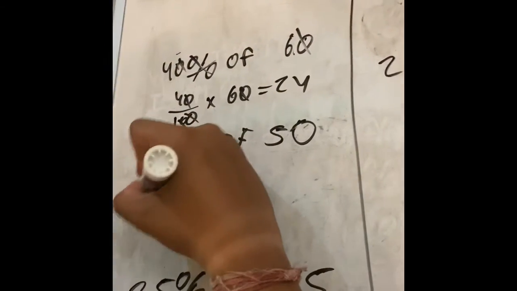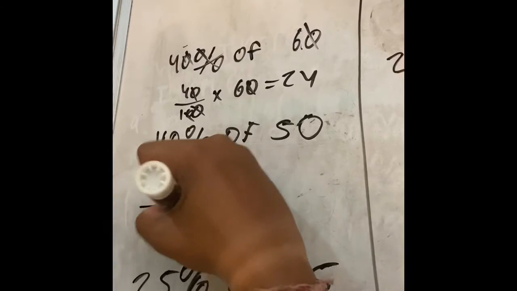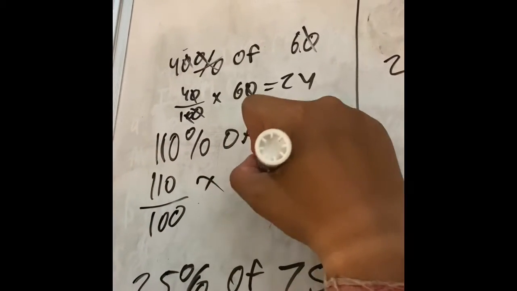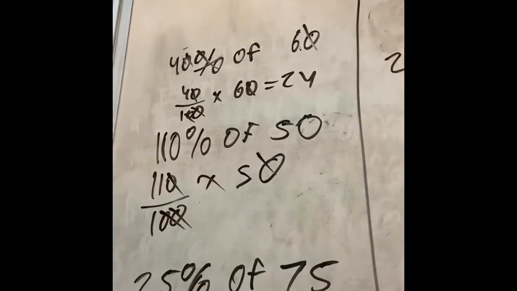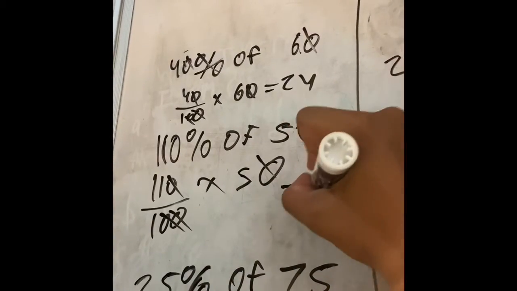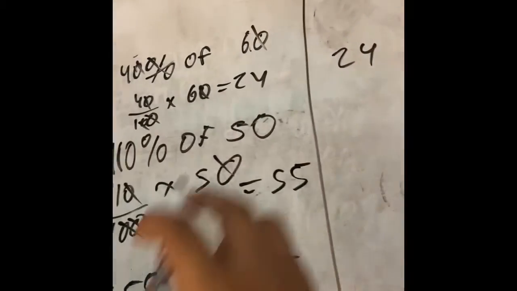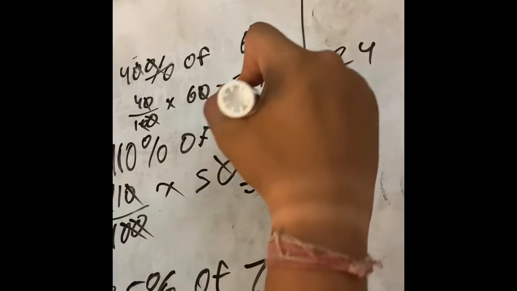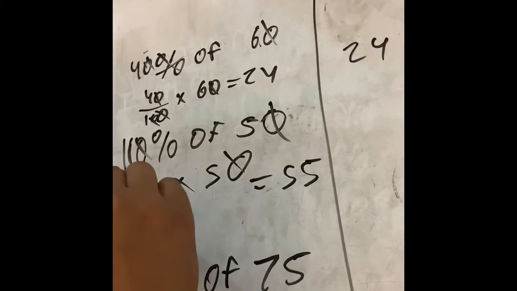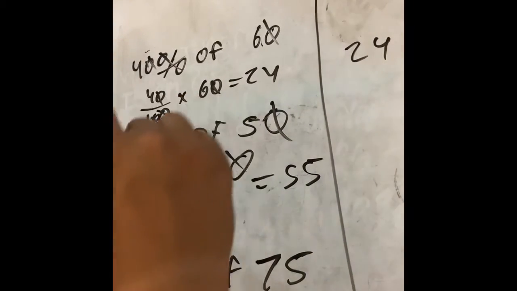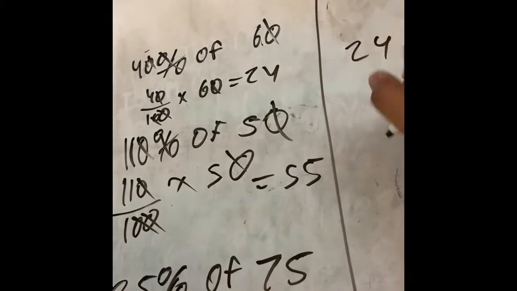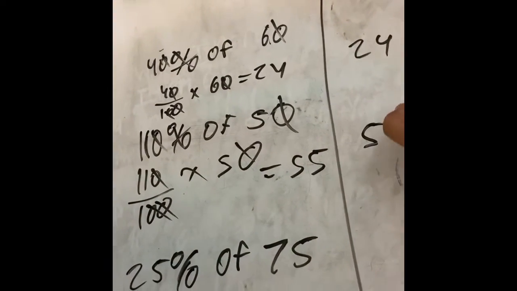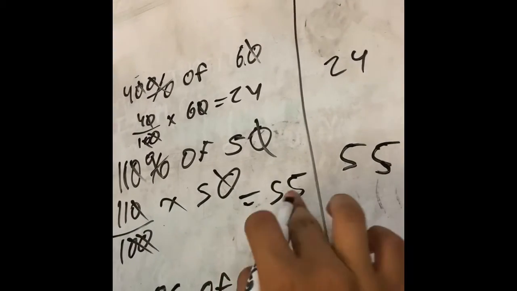110% of 50. So 110 over 100 into 50. These zeros cancel out and we get 55. So now let's do the shortcut. We cancel out these two zeros, so 11 and we forget about the percentage, so 11 into 5 is 55. And see how we get the same answer on both sides.